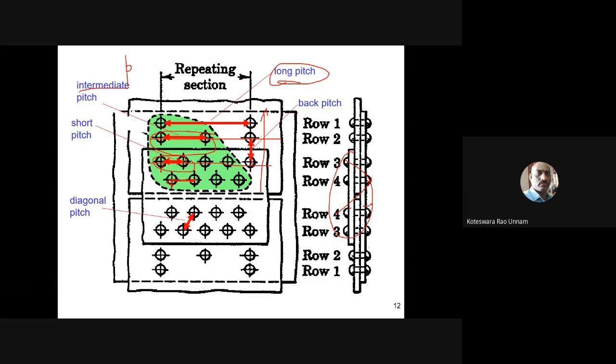Then you can see that you have a diagonal pitch also in this joint. So all the things are there if you look at this. This is a diagonal joint. We call it the diagonal pitch because you have a zigzag riveting here, something like this. For this portion only you have zigzag riveting, so that's why you need to define this diagonal pitch also. That means all the pitches are covered in this particular figure.